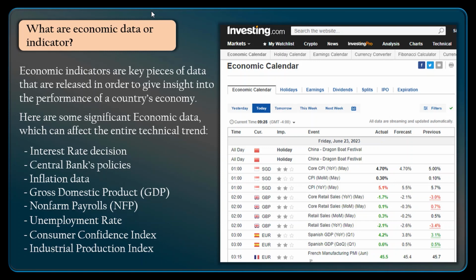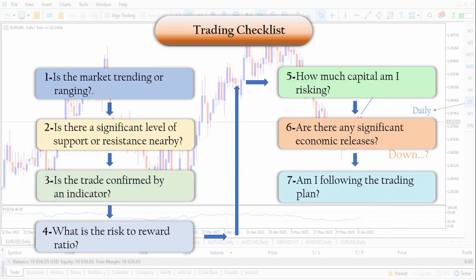Today in our trade, as I referred to the economic calendar, there wasn't any important economic data release that could affect the entire trend or my technical analysis. So after I pass this part of the checklist, I will get closer to placing my order. Number 7, am I following the trading plan? This is the last item from my checklist. It is also important that the trade I'm going to place today is as per my plan or not.